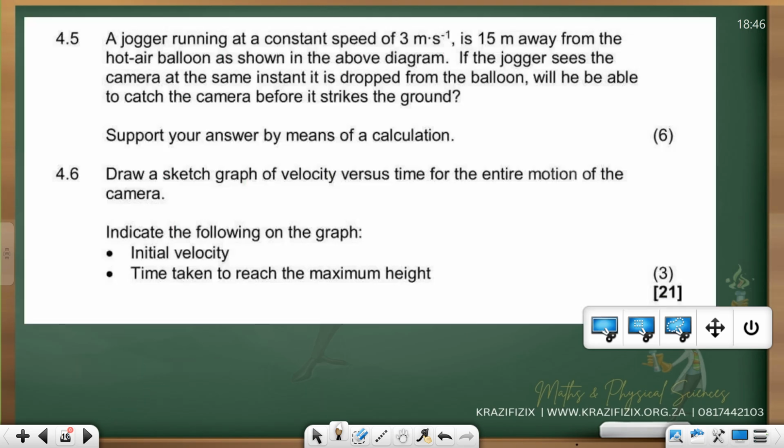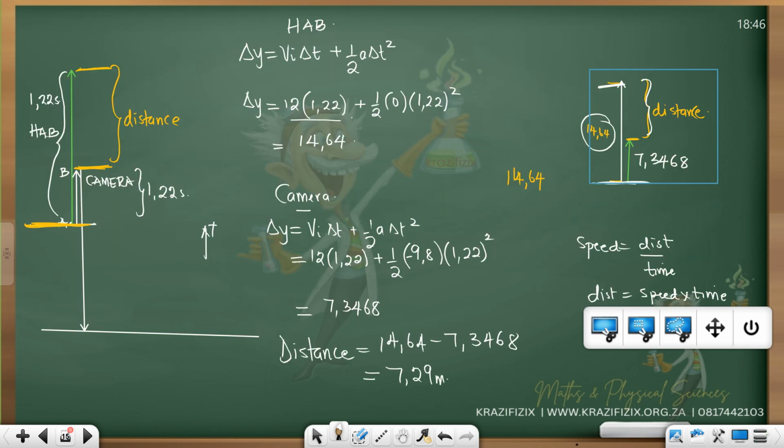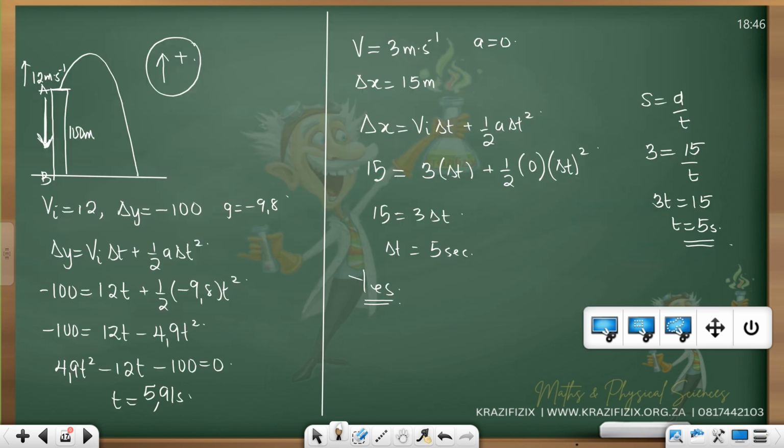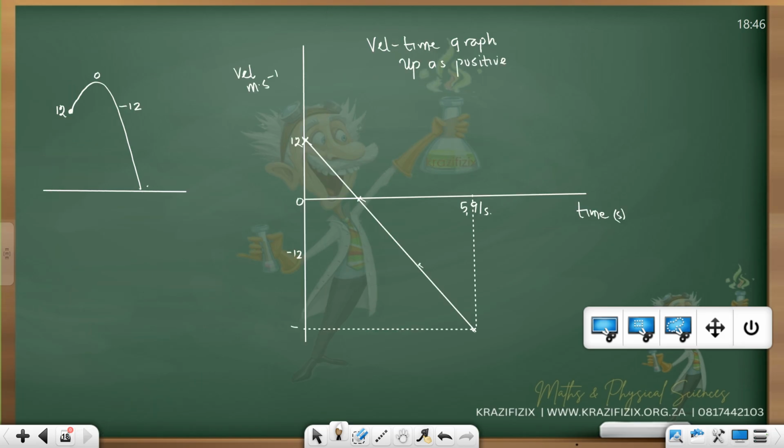Let me see something quickly. Indicate the initial time and time taken to reach the maximum height. Oh, we got that. What was that time? 1.22. We should show that time of 1.22 as well. All right, and that's it. I hope everyone is okay.